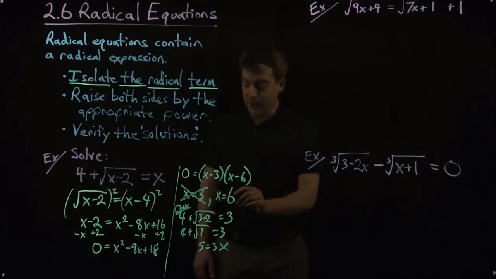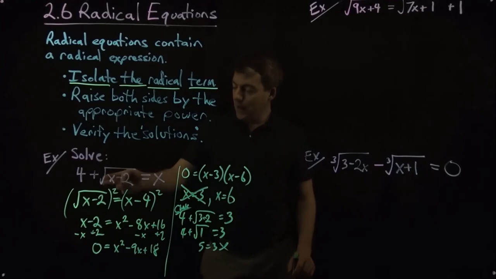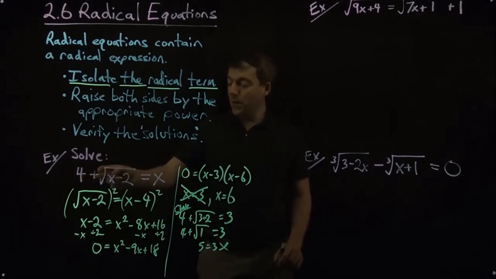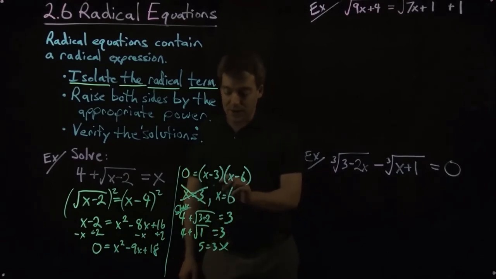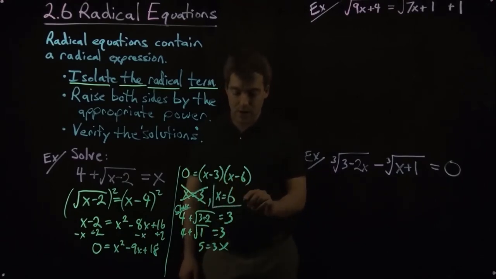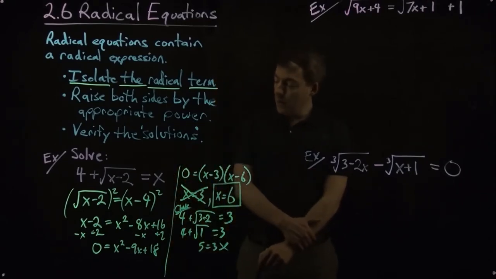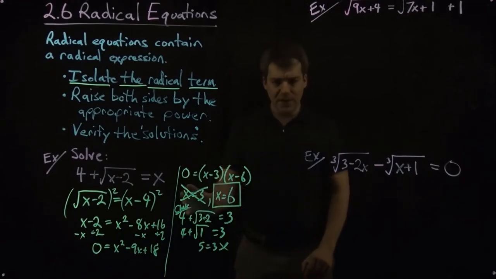And we'll try 6. We have 4 plus the square root of 6 minus 2, which is 4, equals 6. So 4 plus the square root of 4, which is 2. 4 plus 2 is indeed 6. So this x equals 6 is in the solution set. That is our solution. We had to throw out x equals 3.